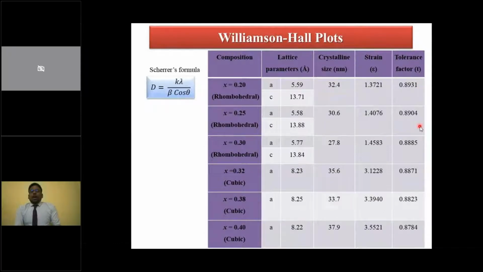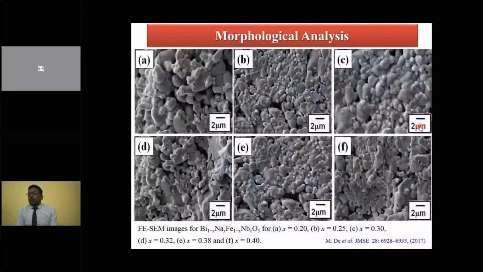Now this is the FESM images of all the compositions, and this shows that a near spherical type of structure is there. In this grain size, clearly visible grains and grain boundaries are there. There are some small pores because of the high temperature sintering. I think this is because of the high temperature sintering happening for these samples.